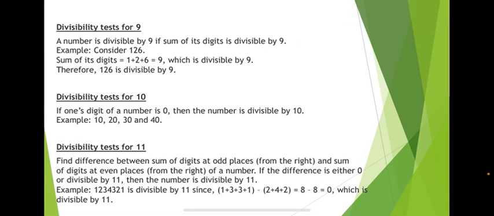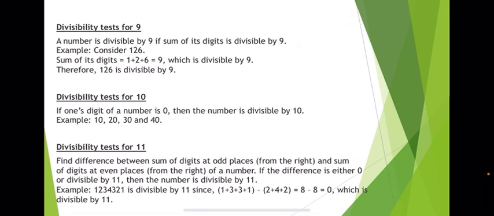Now let us check the divisibility of 9. A number is divisible by 9 if the sum of its digits is divisible by 9. The divisibility test of 9 is the same as the divisibility test of 3.